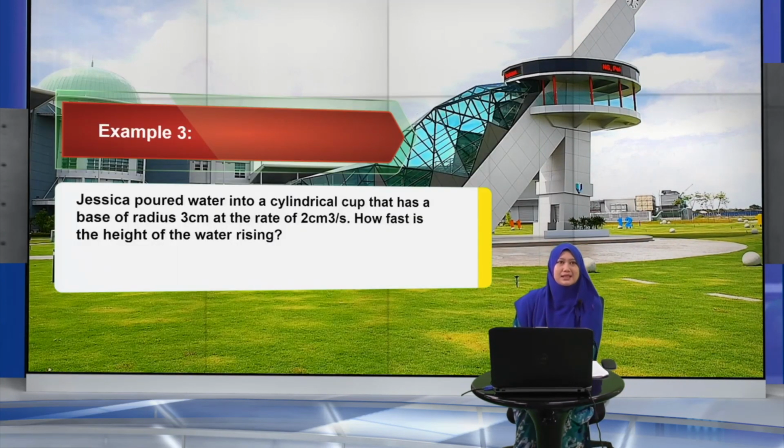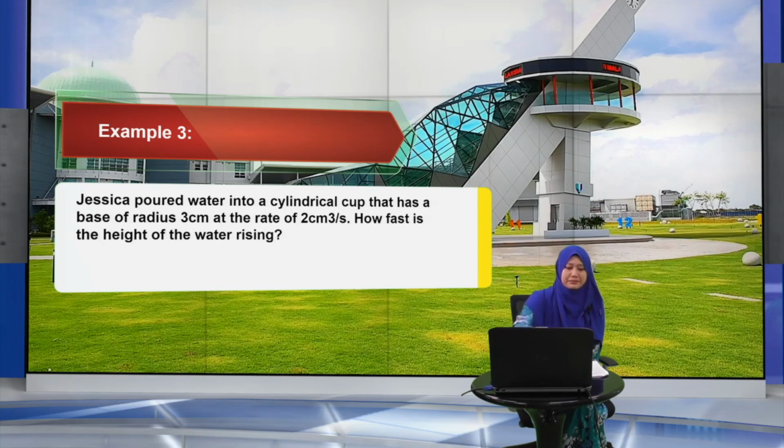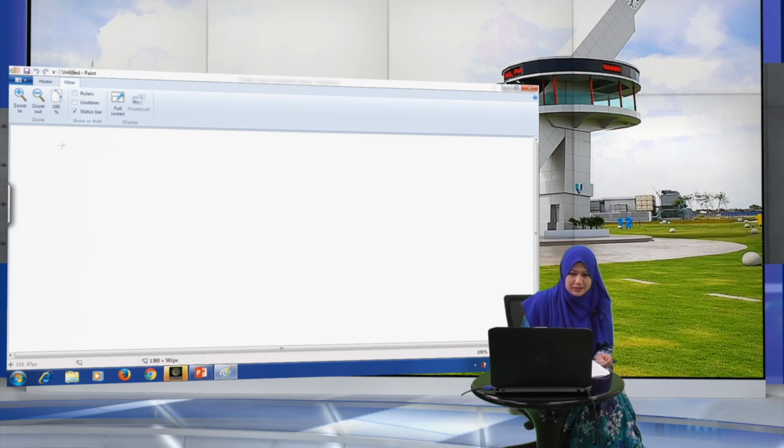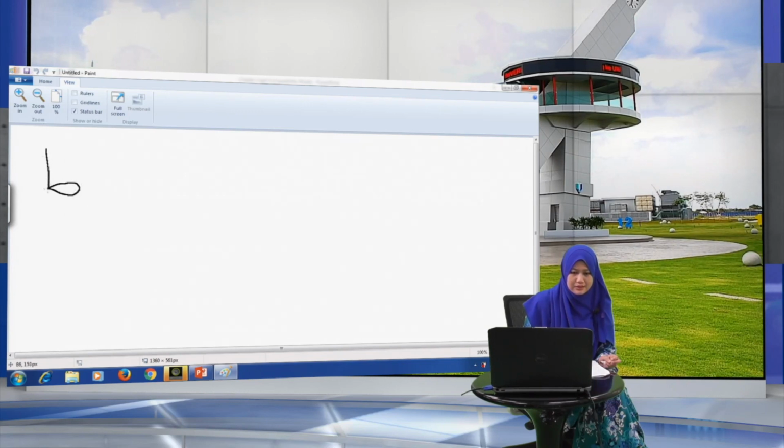Example 3. Jessica poured water into a cylindrical cup that has a base of radius 3 cm at the rate of 2 centimeter cube per second. How fast is the height of the water rising? Okay, now in this question, the key point is the cylindrical cup. So the geometry for a cylinder is like this. Okay, this is the cylindrical cup.